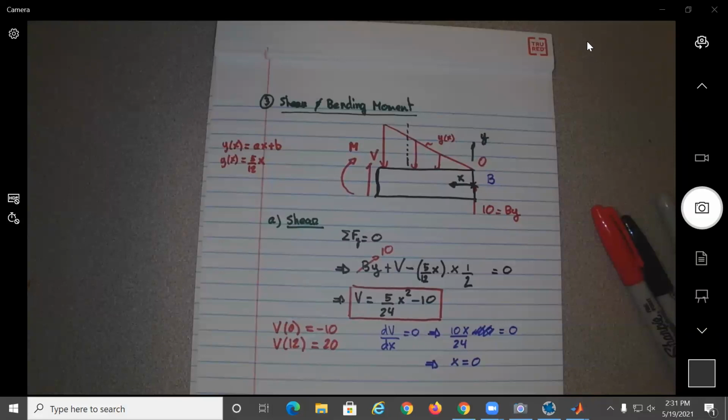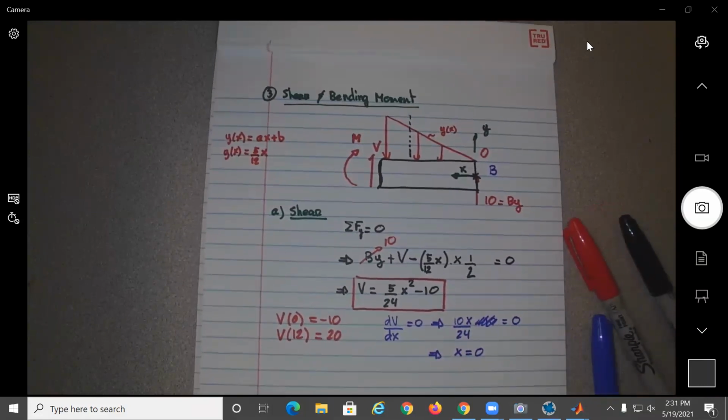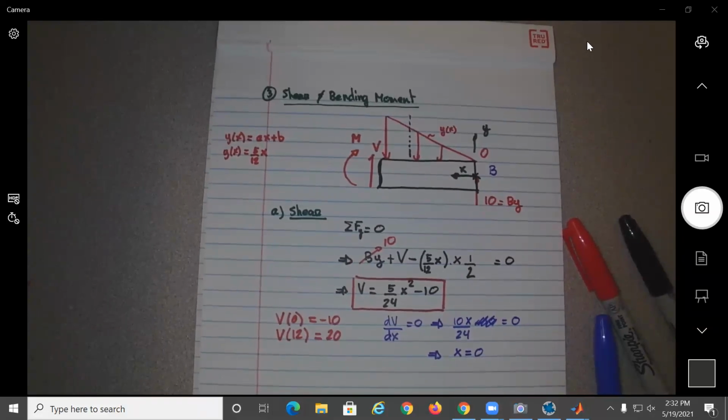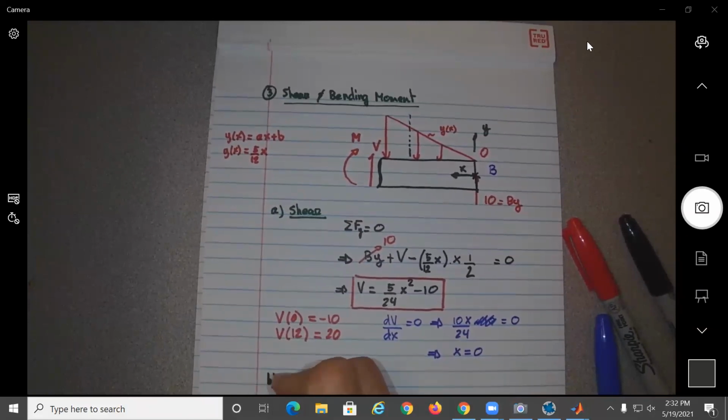We will see what that means when we do the figure. All right, so now let's go and do the other one. Let's see if we can find the moment. So this goes from minus 10 to 20. Okay, we'll see how it looks. Not a big deal. Now we need to find the bending moment.